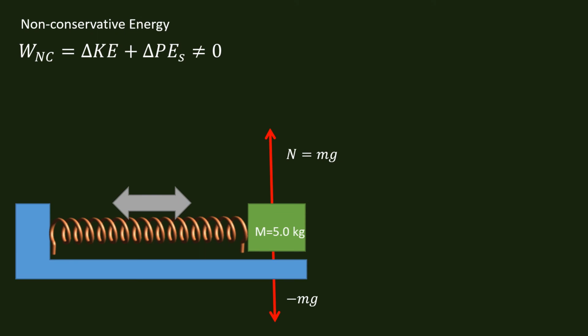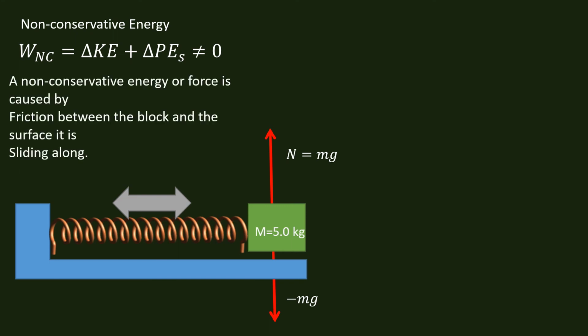Let's look at non-conservative energy. This is where the change in kinetic energy plus the change in potential energy does not equal 0. It's going to be equal to some type of non-conservative energy, usually caused by friction in these cases. Okay, so non-conservative energy or force is caused by friction between the block and the surface as it's sliding along.